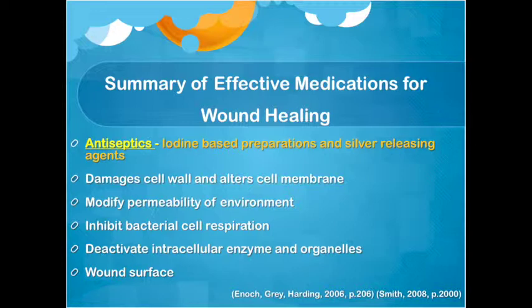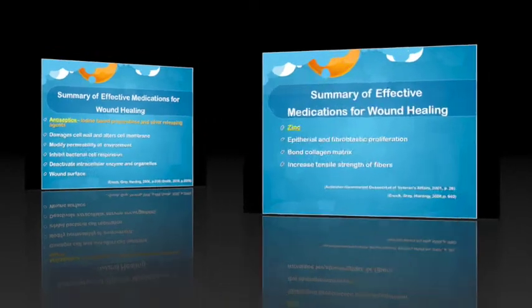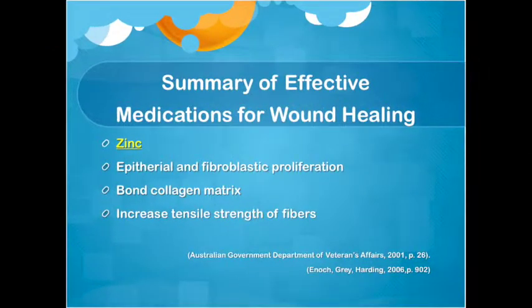Antiseptics such as iodine-based preparations and silver-releasing agents' main mechanism of action is non-selective, but mainly damages the cell wall and cell membrane of pathogens. It can also inhibit bacterial cell respiration and deactivate intracellular enzyme organelles. However, its effect mainly occurs at the surface of the wound. Zinc is practical in treatment as it is required for epithelial and fibroblastic proliferation, but must be monitored as it can delay wound healing due to its impact on macrophages.